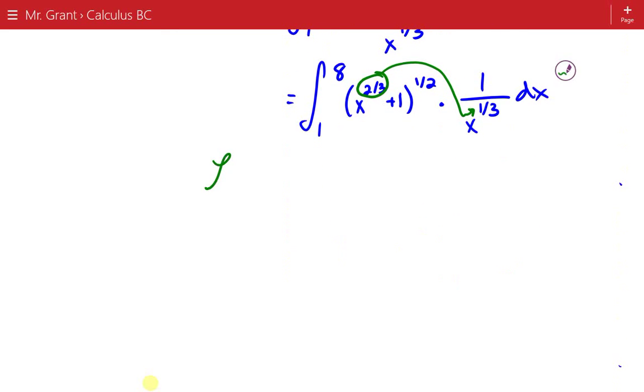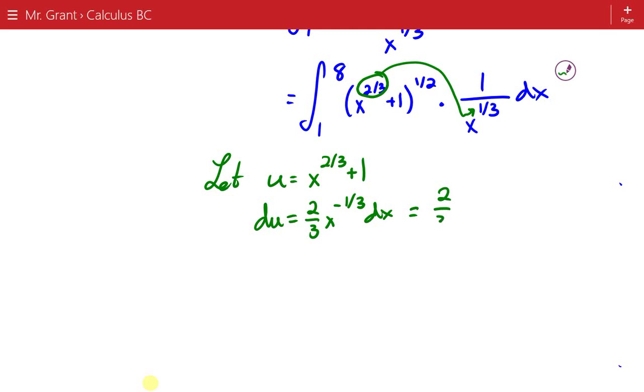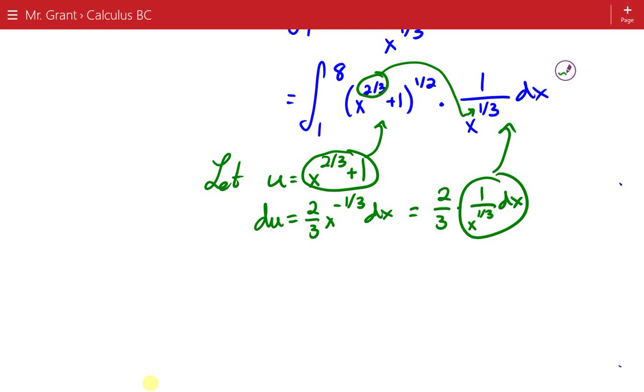We're going to say let u equal x to the 2/3 plus 1, which gives us du equaling 2/3 x to the negative 1/3 dx. And simplifying further, it becomes 2/3 times 1 over x to the 1/3 dx. Now again, this is useful because we can see that this piece matches up here, and we have our easy u substitution here.